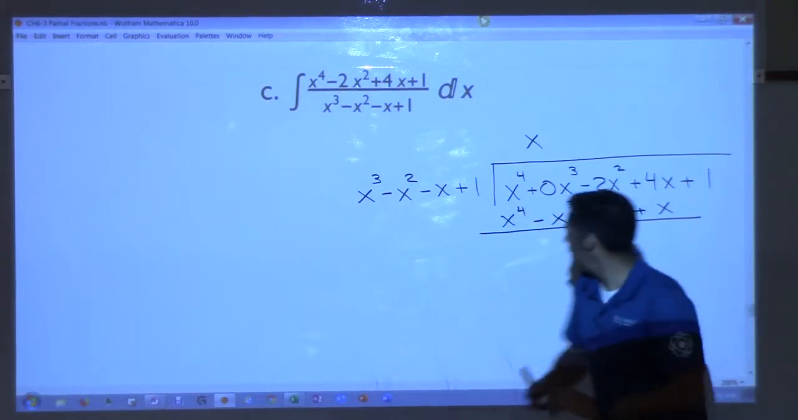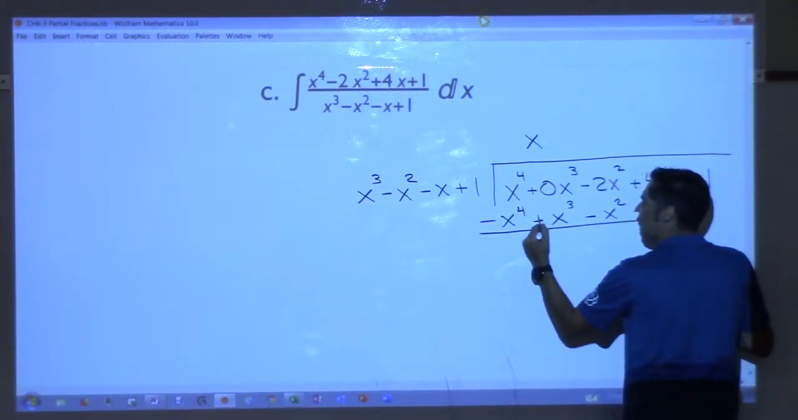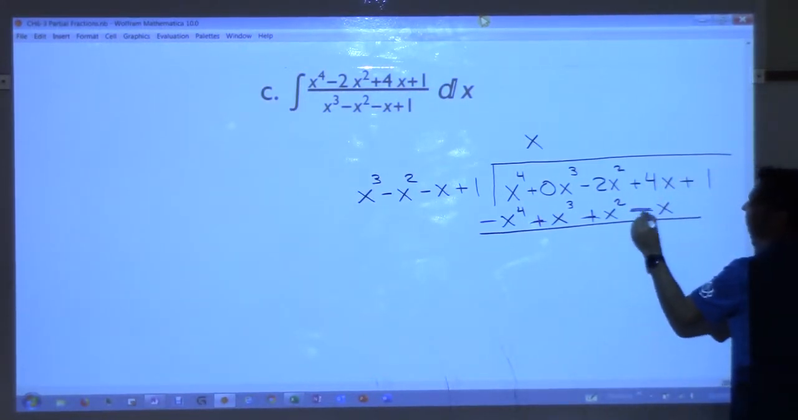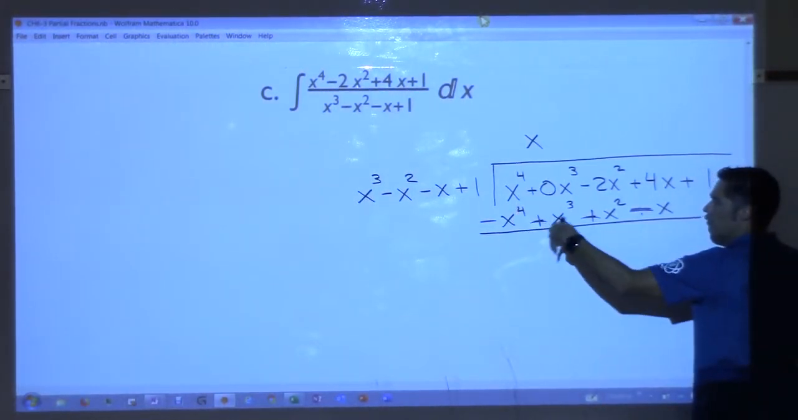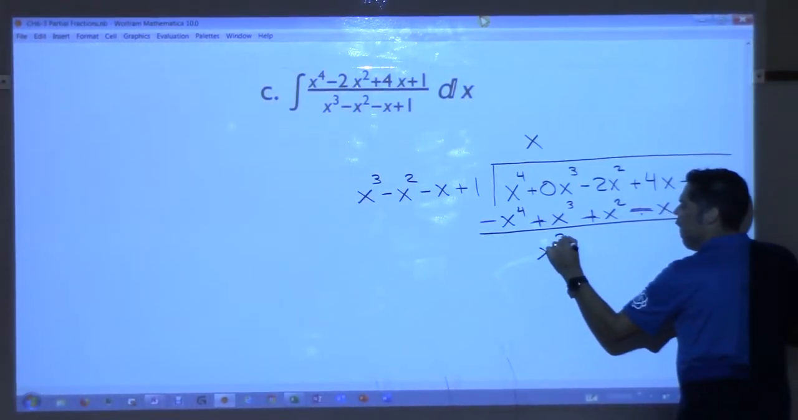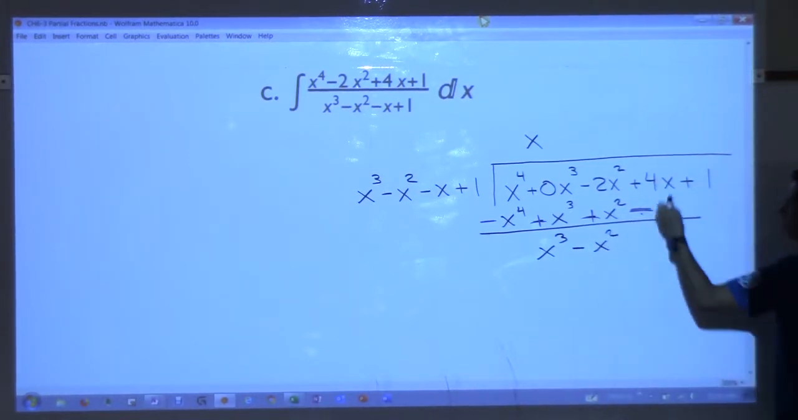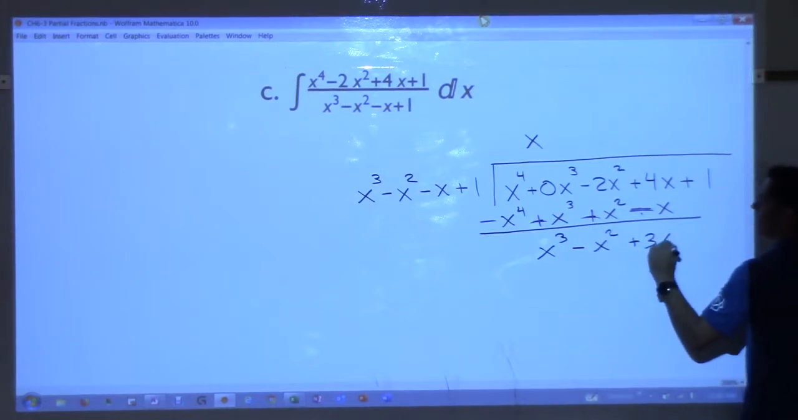So subtract means it's going to change the signs of everything. That positive becomes negative, that negative becomes positive, that negative becomes positive, and that positive right there is going to become negative. And now we add straight down. These terms should cancel. These, just x cubed. Here, just minus x squared. And here, plus 3x, and then plus 1.